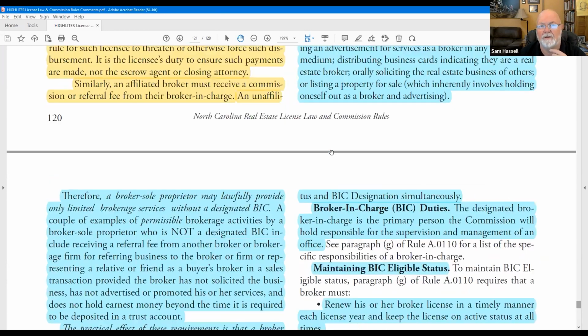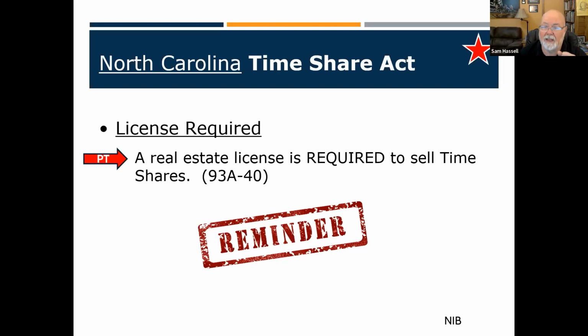All right. North Carolina, you need a license to sell timeshares. Okay. License to sell timeshares. If you go across the border to South Carolina, and some of you may not be so far away from South Carolina, you don't need a license to sell timeshares. You don't need a license at all. You can just walk in off the street and say, hey, I want to sell timeshares. So you don't need a license in South Carolina. You do in North Carolina.